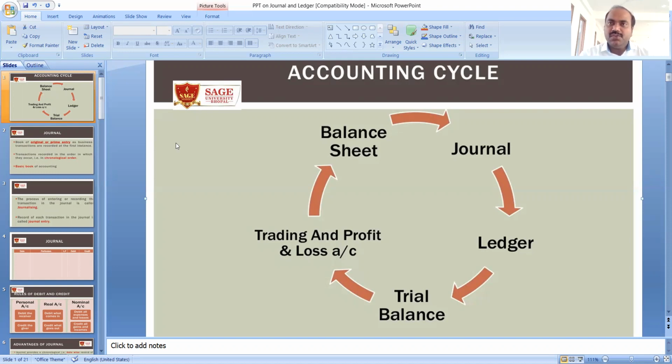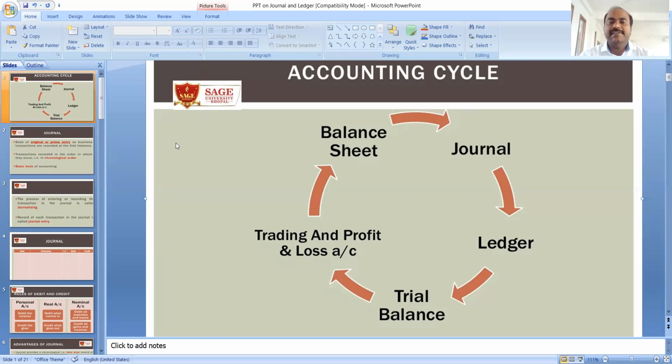The use of ledger accounts is to know the balance of each account, so we have to prepare ledger accounts. After preparing ledger accounts and finding out the balances from these accounts, these balances are to be posted into the trial balance. The trial balance is a record of all the balances of the year.